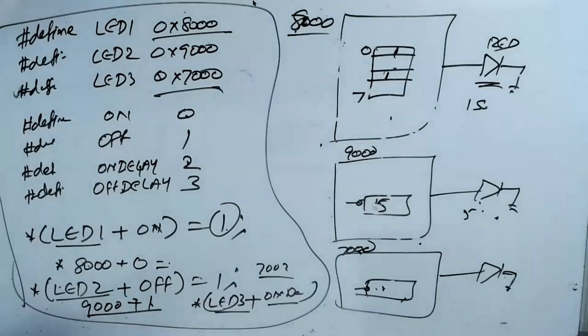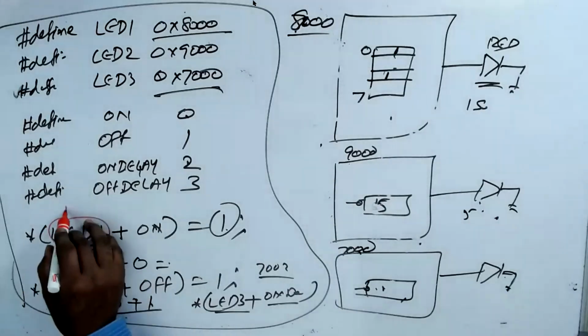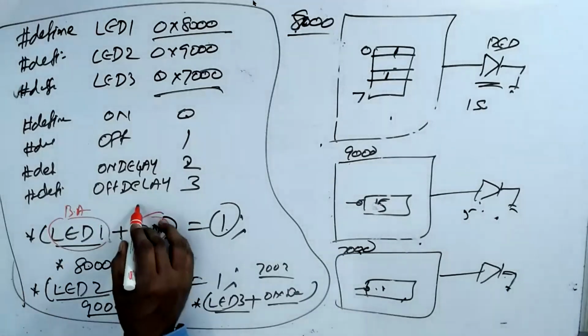Sir, what is the offset value for that program? Which program? Just now you wrote #define ON_DELAY, OFF_DELAY. For that, what is the offset value, sir? Yeah, here, the bottom one is the offset. I'll show you that. So, see, base address plus offset. These are all offsets.